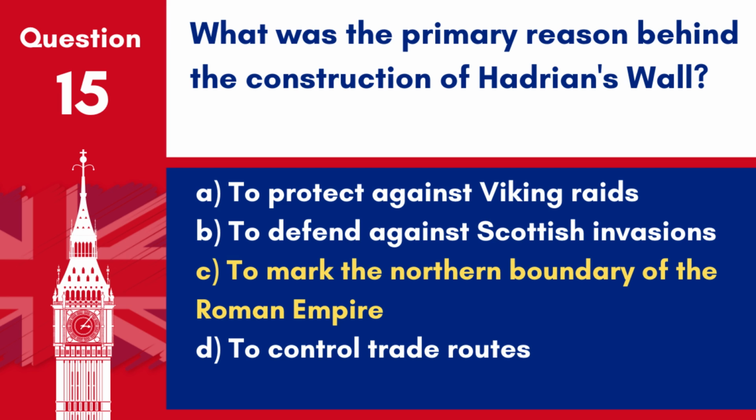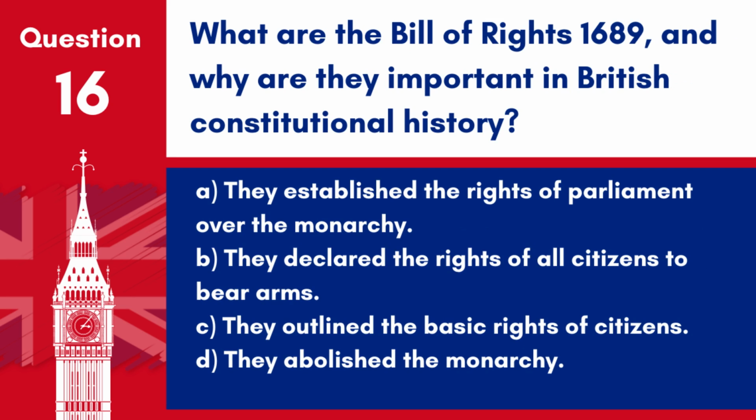Answer: C. To mark the northern boundary of the Roman Empire. Hadrian's Wall was primarily constructed to mark the northern boundary of the Roman Empire and to defend against invasions from the north. Question 16. What are the Bill of Rights 1689, and why are they important in British constitutional history?